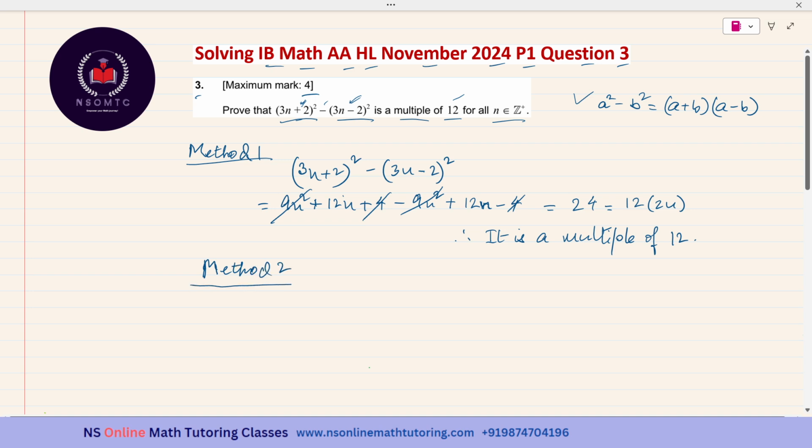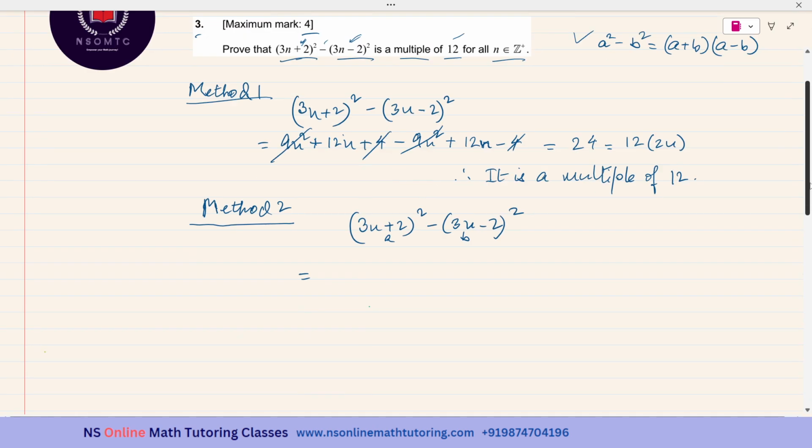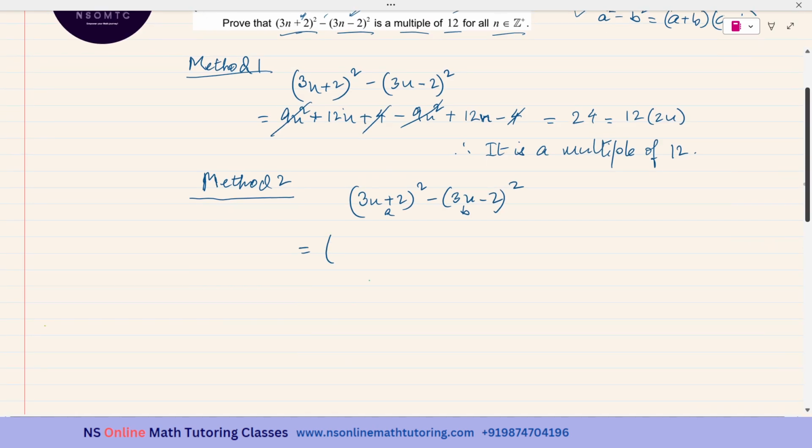Method 2. So (3n plus 2) whole square minus (3n minus 2) whole square. So A is this one and B is this one. So this is equal to A plus B, so 3n plus 2 plus 3n minus 2, times A minus B. So 3n plus 2 and minus B, so I'll be writing minus 3n and plus 2.